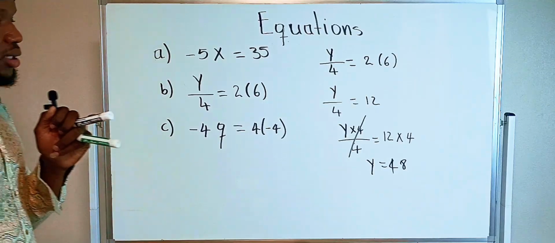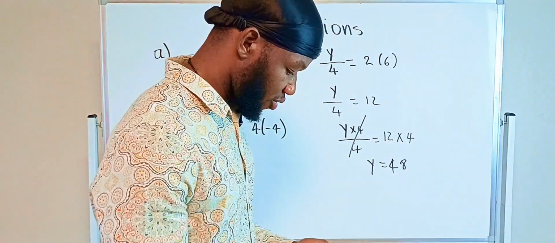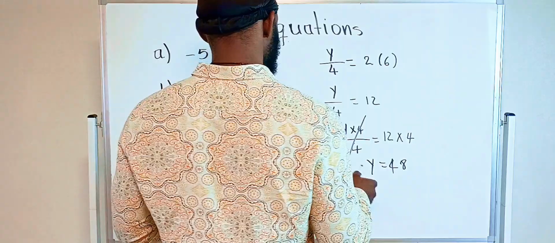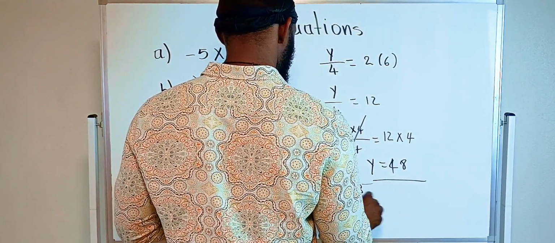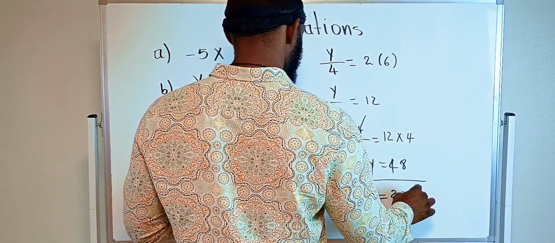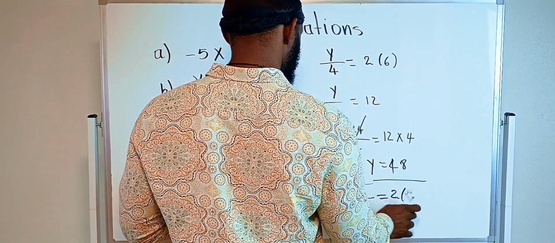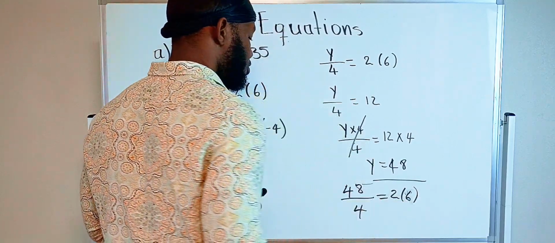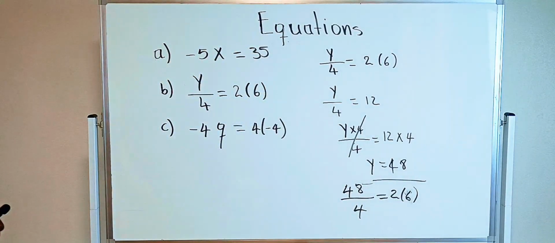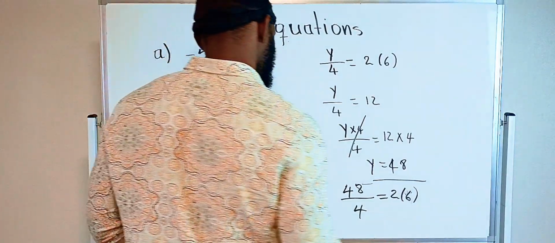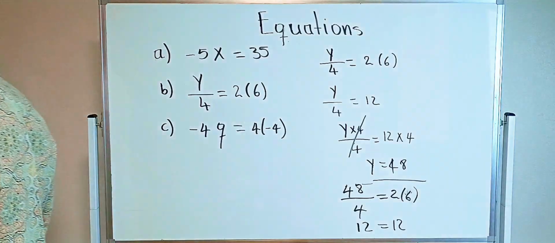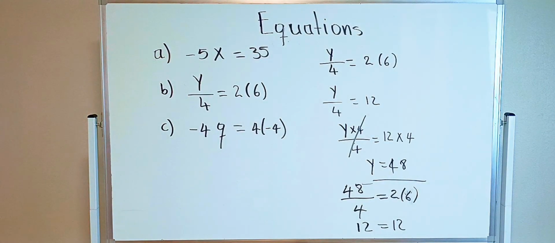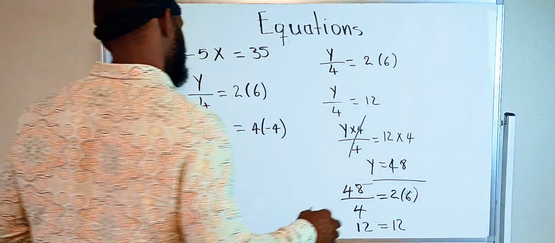I mean, we got y equal 48. Since we got y equal 48, this is the answer. Last step, you gotta check. That means whenever you see y, you replace it by 48 in the initial equation. So 48 divided by this one is gonna be 12 over 12, equal 12. So that is verified.